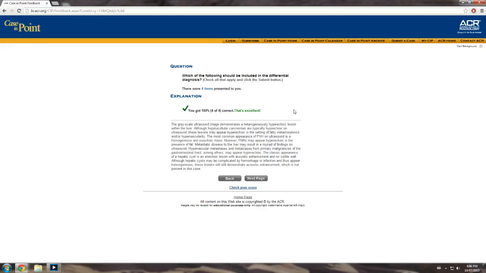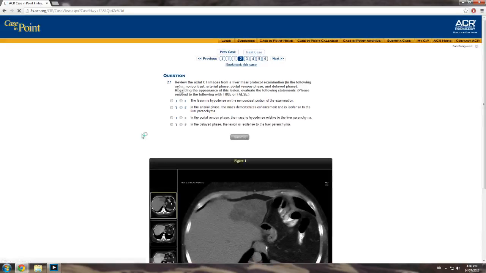The classic appearance of a hepatic cyst is an anechoic lesion with acoustic enhancement and no visible wall. Although hepatic cysts may be complicated by hemorrhage or infection and thus appear heterogeneous, these lesions will still demonstrate acoustic enhancement, which is not present in this case.